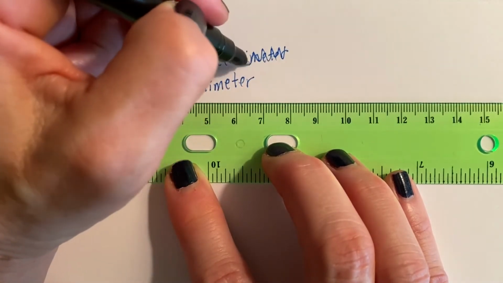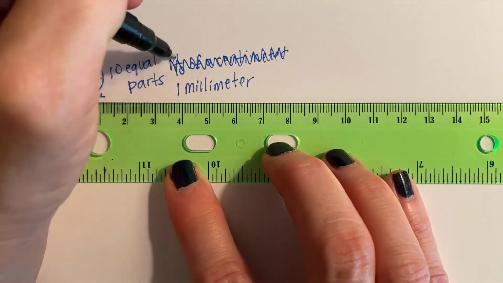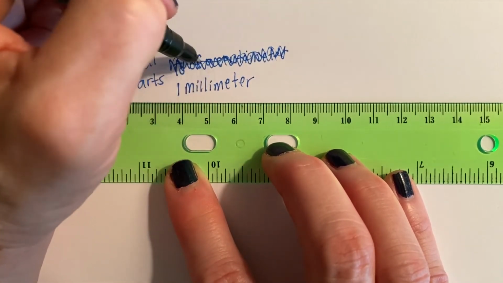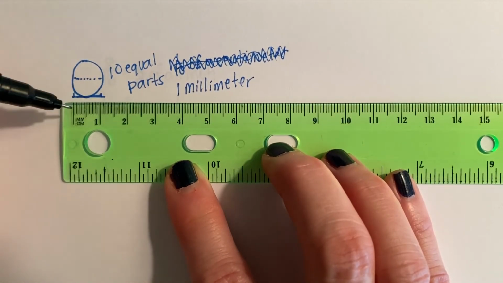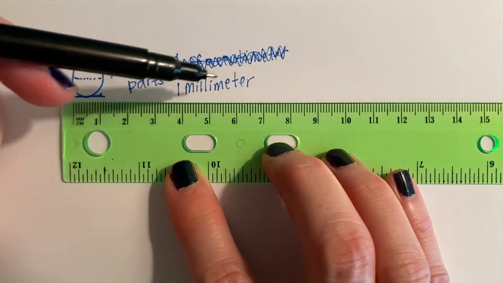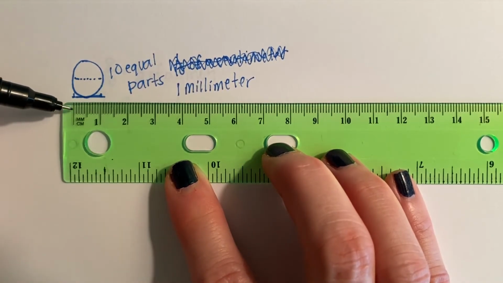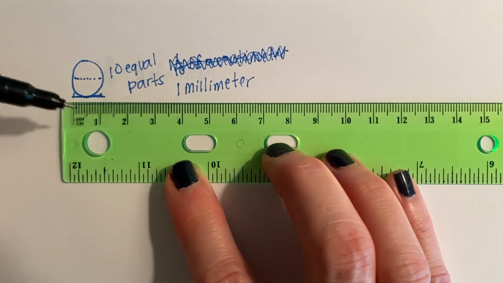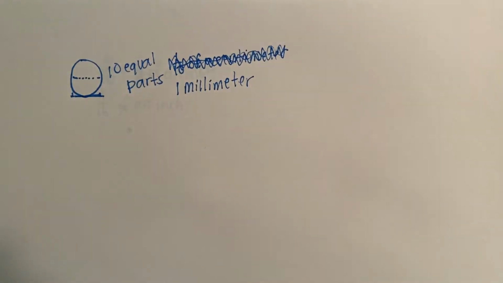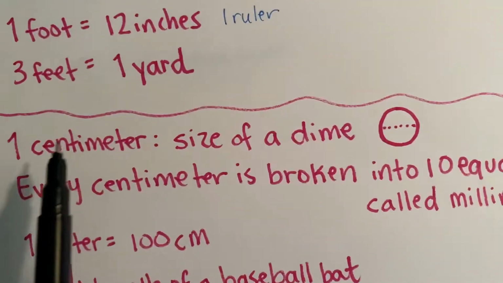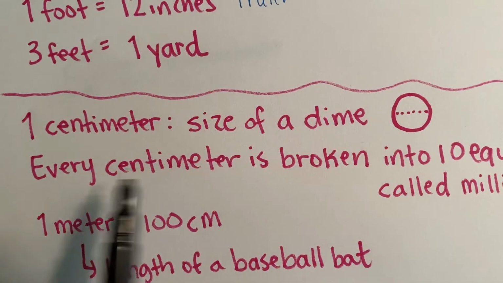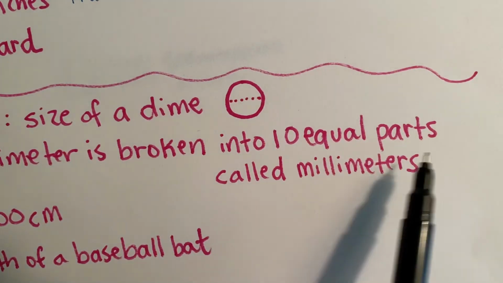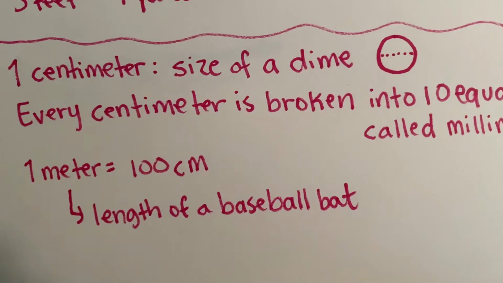So that's why it starts to get confusing. With the inches, we called each of the 16 parts just 1/16 of an inch. But now with centimeters, their little parts are each 1 millimeter. So you have 10 millimeters in 1 centimeter, okay? And I have this written down here too. So I wrote here, 1 centimeter is like the size of a dime across, you see that? Every centimeter is broken into 10 equal parts called millimeters.